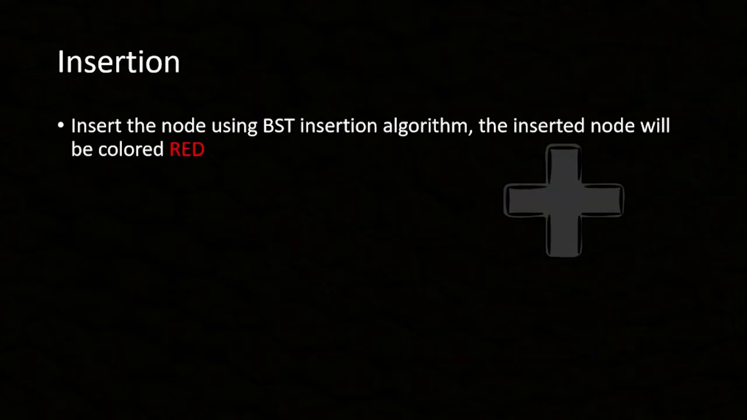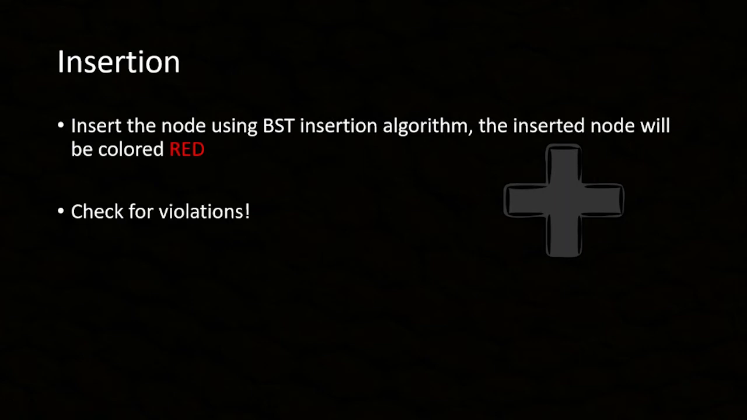Let's go. Insertion. First, insert the node using the BST insertion algorithm. The inserted node will be colored red. As I've said before, you need to understand the BST insertion algorithm first. So you'll traverse down the tree and check whether the inserted node is smaller or bigger than that particular node, and go along with the flow. But remember that the inserted node will initially be colored red.